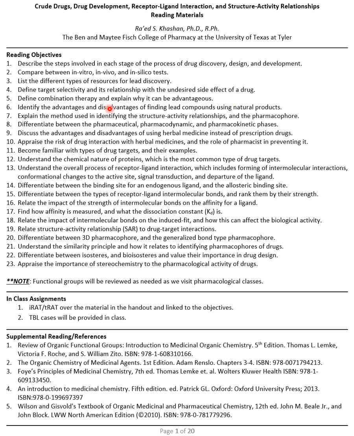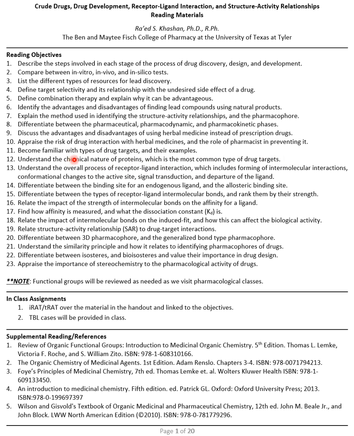Define combinatorial therapy and explain why it can be advantageous. Identify advantages and disadvantages of finding lead compound using natural products. Explain the method used in identifying the structure-activity relationship and pharmacophore. Differentiate between pharmaceutical, pharmacodynamic, and pharmacokinetic phases. Discuss the advantages and disadvantages of using herbal medicine instead of prescription drugs. Appreciate or appraise the risk of drug interaction with herbal medicine and the role of pharmacists to prevent it.